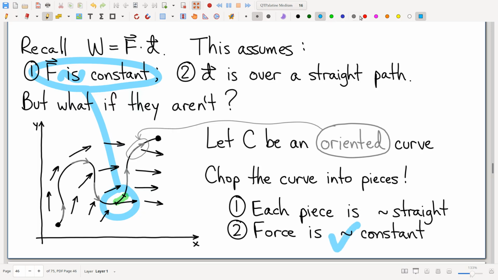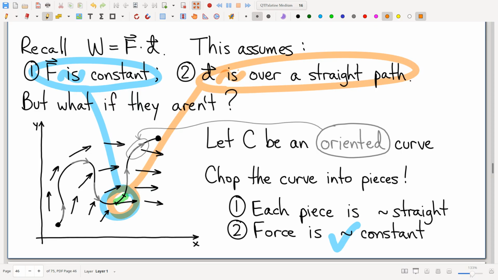And notice further, on that little piece, the displacement is approximately a straight little path. It's a short, teeny, tiny little piece of path. It doesn't have enough length. It hasn't had time to really turn or curve much yet. So on that little piece, we, roughly speaking, have, round off errors aside, constant force over a straight line path. And so on that little piece, we're going to use that formula. Everybody buy it?